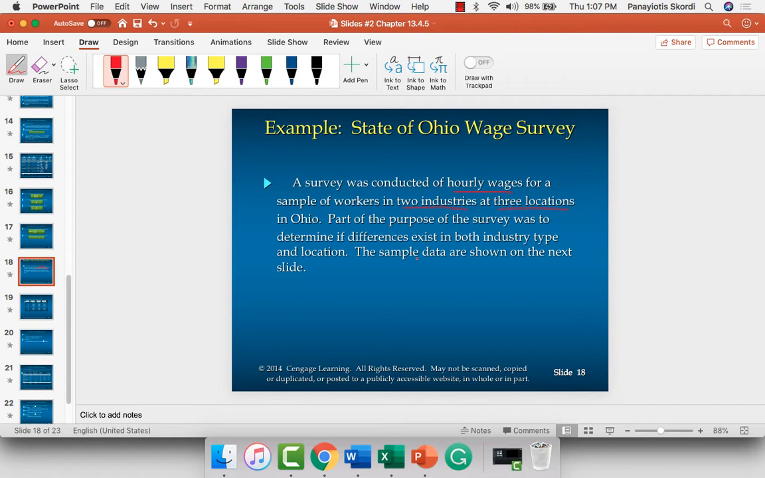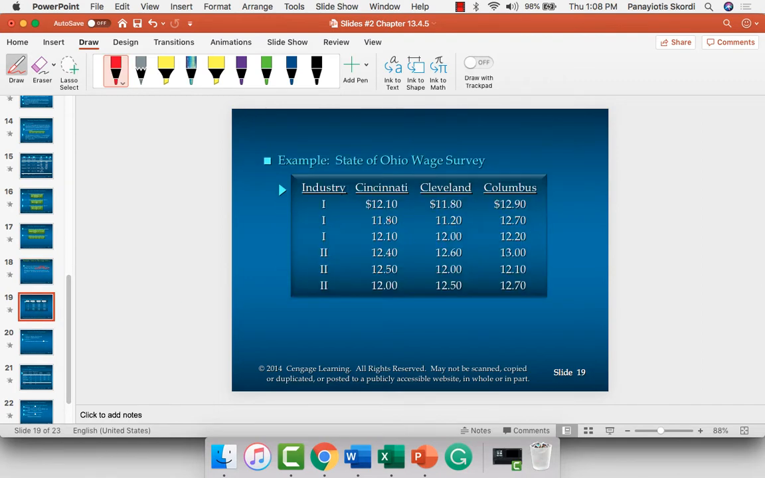One factor is industry type, and there are 2 industries, so there's 2 different levels. And the second factor is location, and there are 3 different locations. So both of these may impact on the hourly wages, the industry you work in, and also the location that you work in. If we can look at the next page briefly, this is the actual data that they were given. So they've been to Industry 1 and Industry 2, and they've got the 3 different locations of Cincinnati, Cleveland, and Columbus.